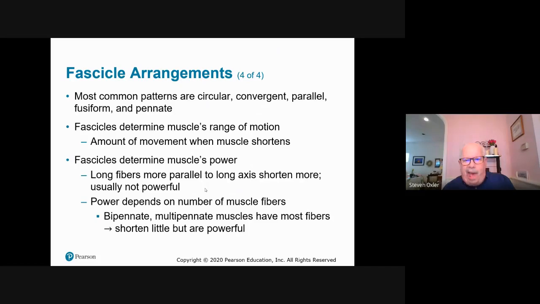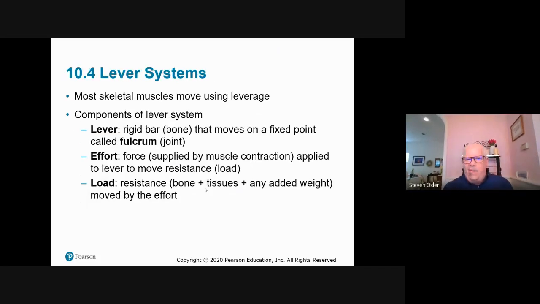The most common patterns, and those are the ones I want you to know, are circular, convergent, parallel, fusiform, and pinnate. And that's all you have to know on this slide. Just know the most common patterns of muscle fascicle arrangements.